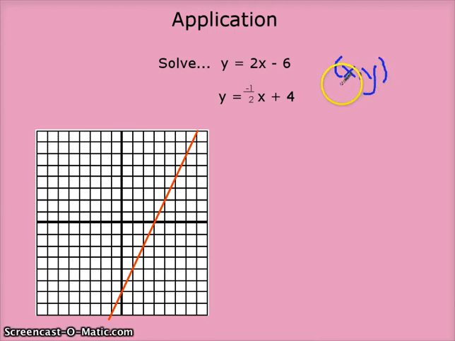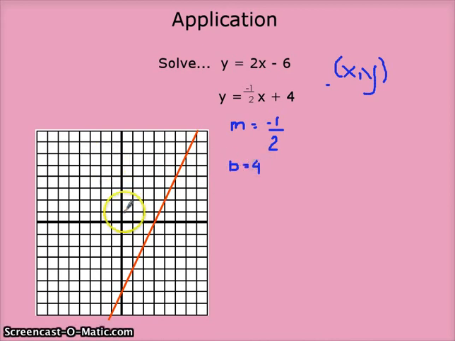If we're solving the system by graphing, we need to graph both equations. We already graphed y equals 2x minus 6, so let's just put that on the coordinate plane. Now let's graph y equals -1/2 x plus 4. Again, we need m, which is our slope, in this case 1/2, and b, which is our y-intercept, which in this case is 4.